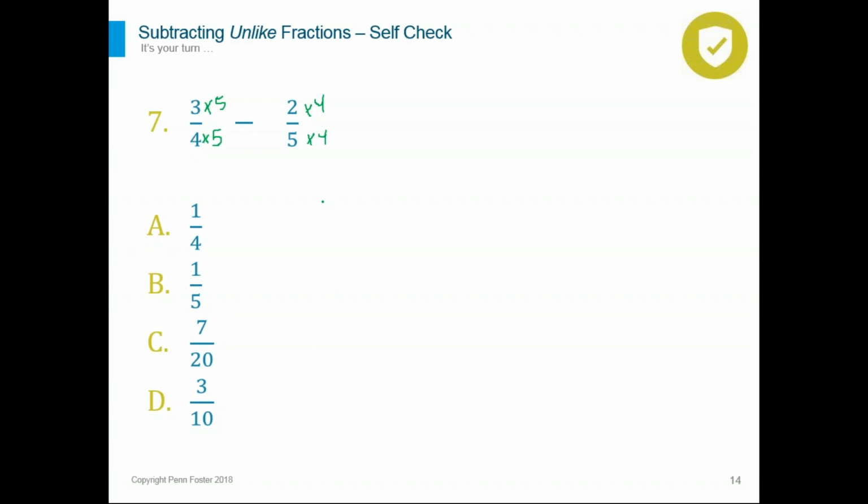Rewrite the problem. 3 times 5 is 15, divided by 20, minus 2 times 4 on the top will give you 8, divided by 20. And then we just subtract the numerators. 15 minus 8 will give you 7 over 20, and the answer would be C. That's it.